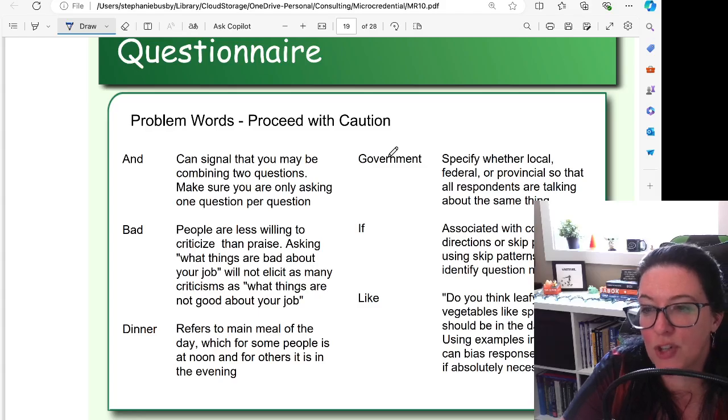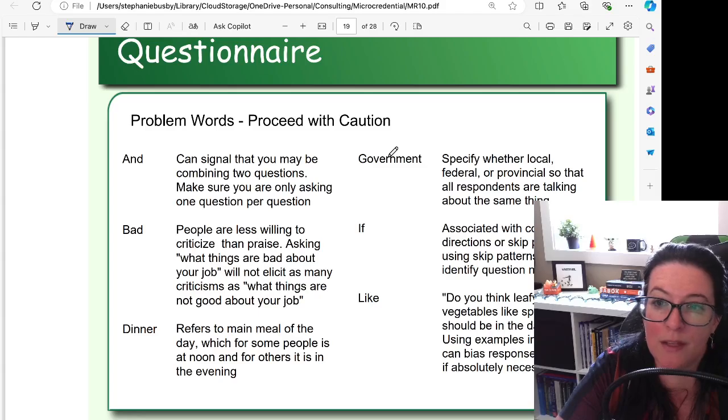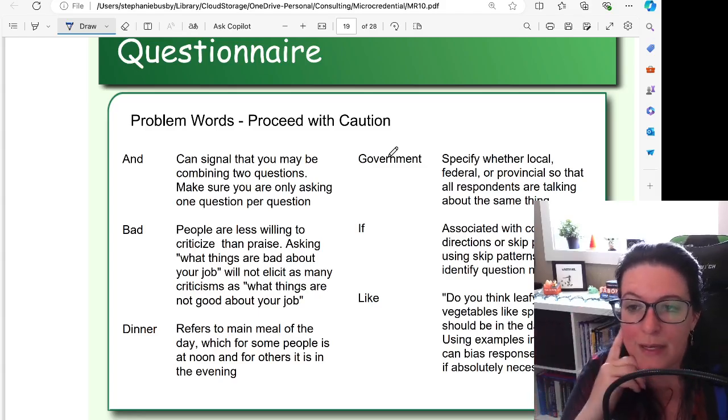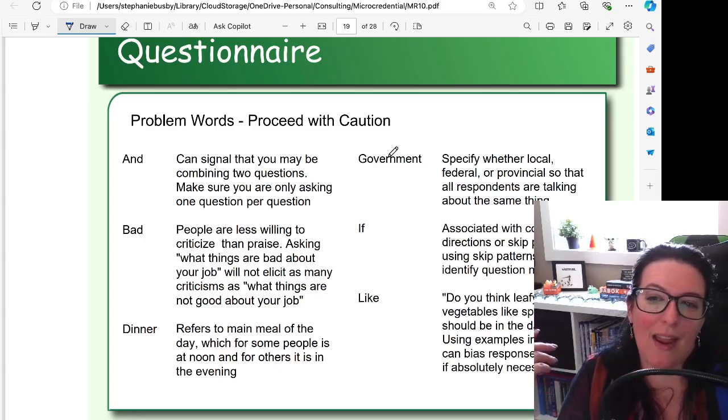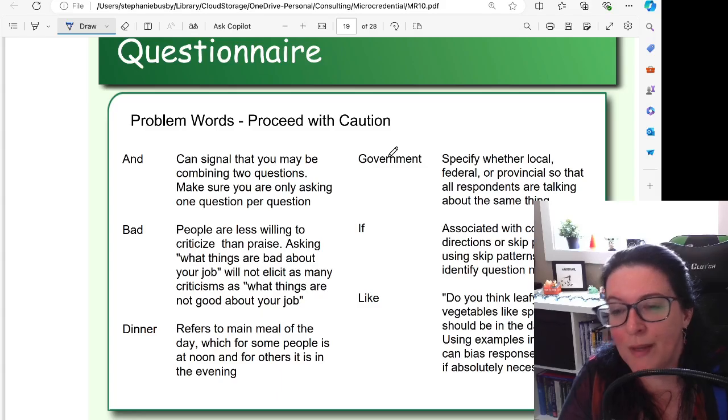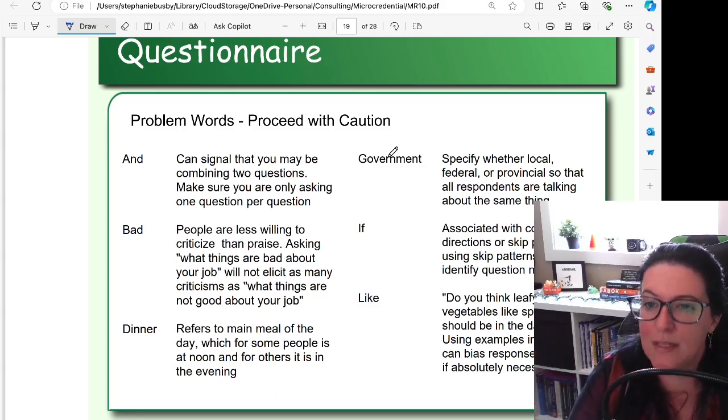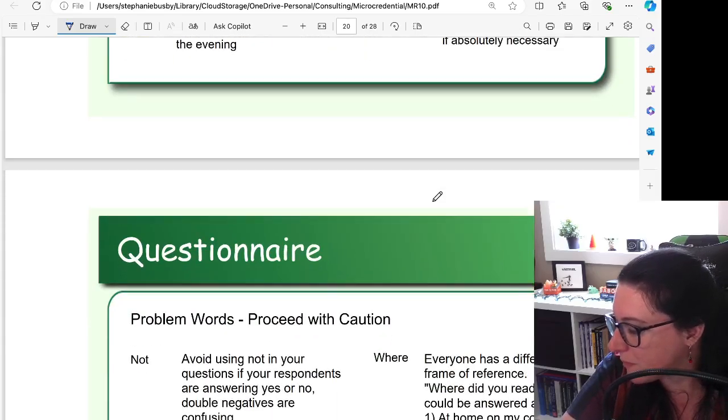Be careful about generalized language. So governments, are you referring to the city government, the federal government, the provincial government? People have different opinions about each one of those. They are less likely to like their federal government, more likely to like their local government. And so you can't just lump them all in together.